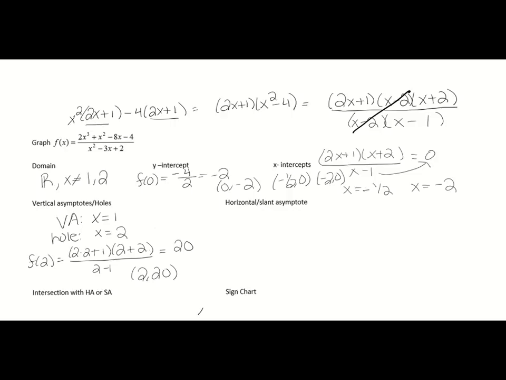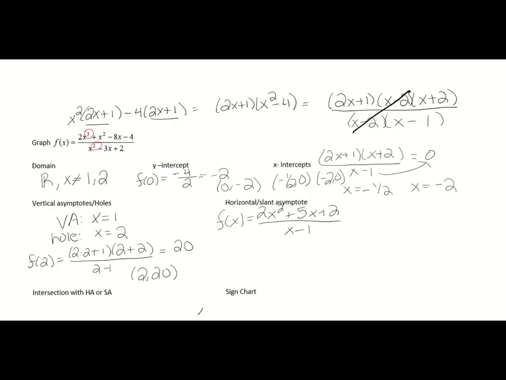Okay, now let's look at our horizontal or our slant. The degree of the top is 3, the degree of the bottom is 2. Because the top is exactly one more than the bottom, it is a slant asymptote. Now the trick here is you can actually find the slant asymptote from the simplified version. So you can use f of x is equal to, and I'll FOIL out the top, 2x squared plus 5x plus 2 over x minus 1.